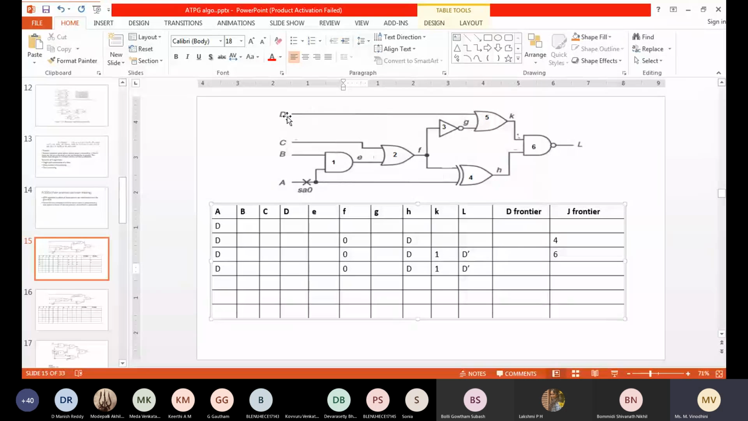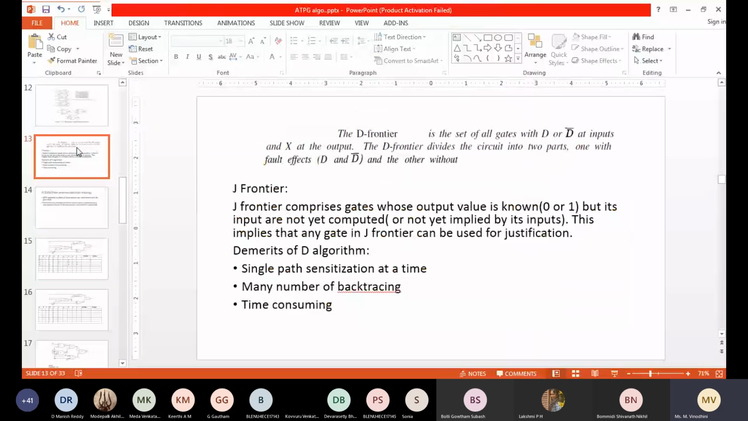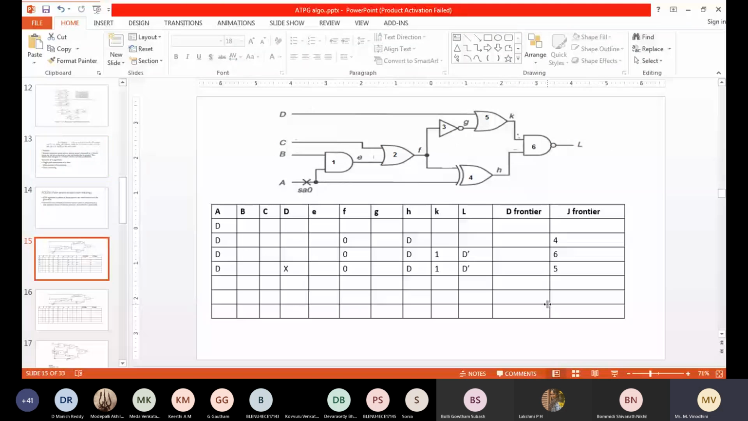So this D, what should be by D? Can X. anyone tell? X. D can be X. So now I was knowing K. I calculated D and I calculated G. Again, inputs I calculated. So this 5 will come under J frontier. J frontier, I'll check it once again. J frontier comprises gates whose output value is known. So we are right. Okay.